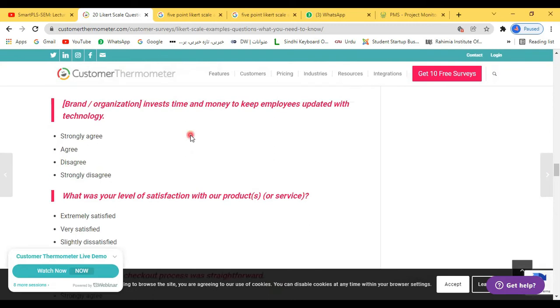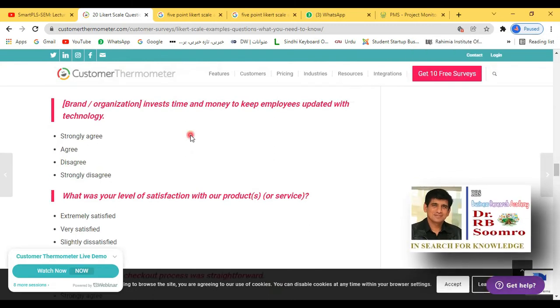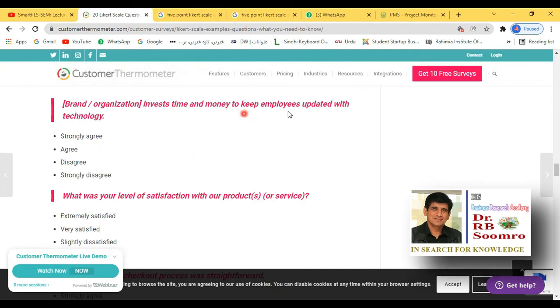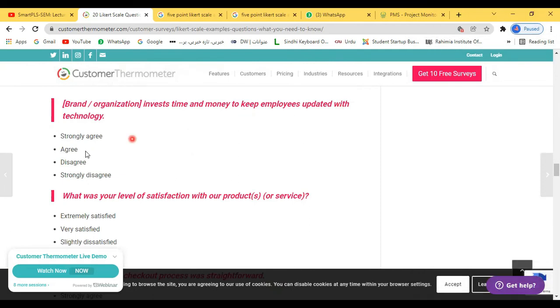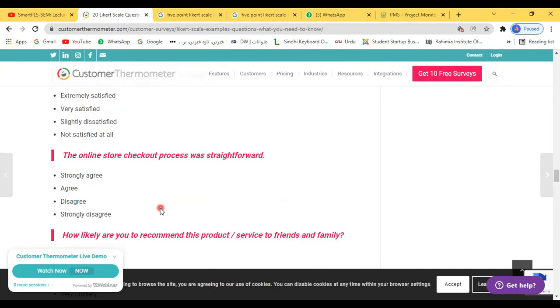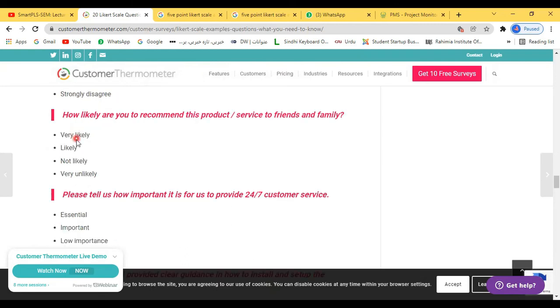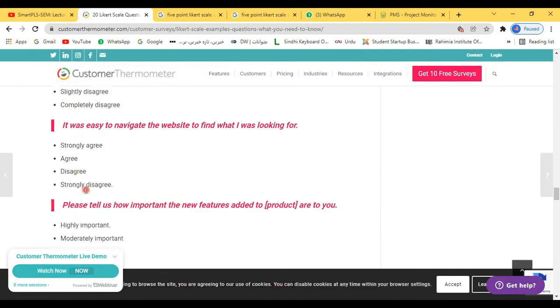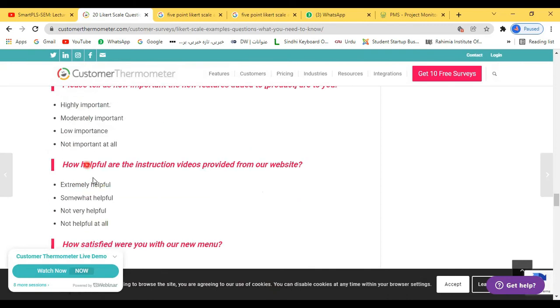So here, the agreement with a certain brand, agreement with a certain organization: invest time and money to keep employees updated with the technology. Do you agree? Up to what level? And what was your level of satisfaction with our product? Extremely satisfied, very satisfied. The online store checkout process was straightforward: strongly agree. And then how likely are you to recommend this product or service to your family, friends? Very likely. And then this is another. So now these are measuring different types of behaviors of the people.